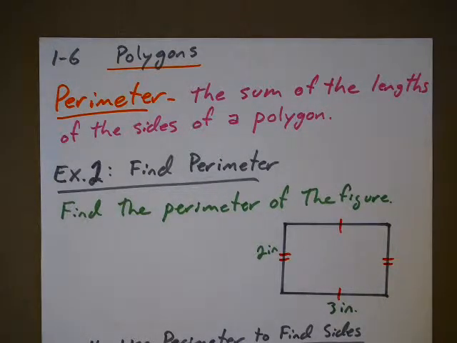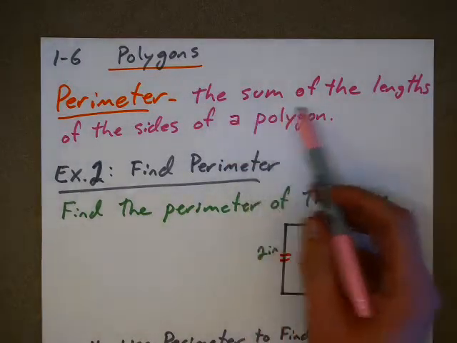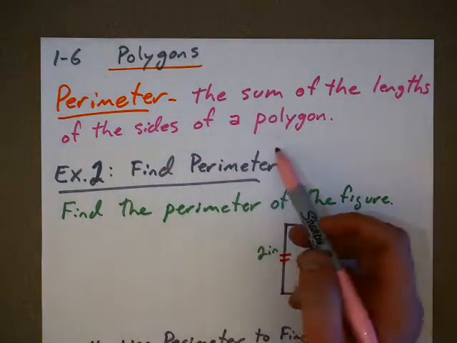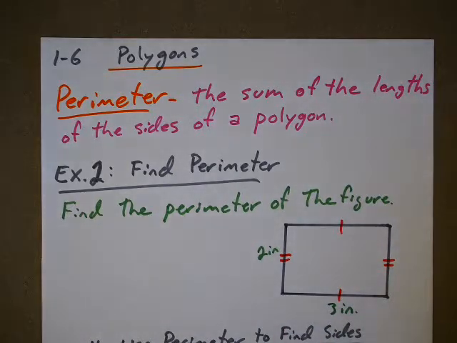Perimeter, you may remember from your earlier grades, is the sum of the lengths of the sides of the polygon. So all you have to do is take the sides, add them up, and you have your perimeter. So let's talk a little about how to find the perimeter.